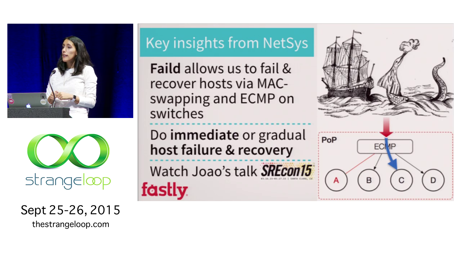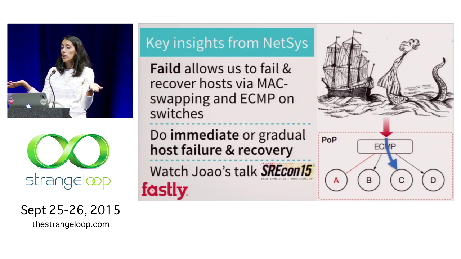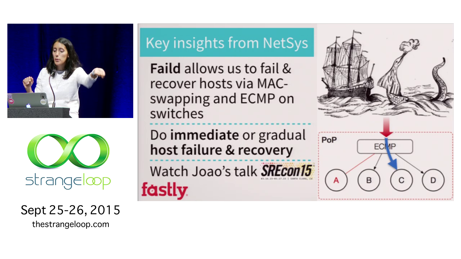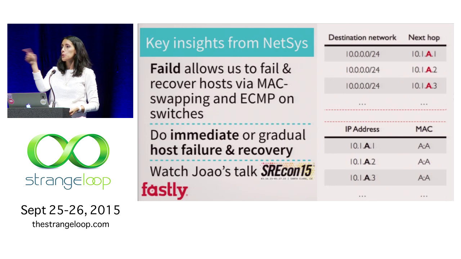So we ended up making the system called FailD, which allows us to fail and recover hosts via MAC swap and ECMP on switches. This is apparently the replacement for a system called KeepAliveD, which I have no context on, but apparently if you have context on that, then you know what this system is doing. It runs on switches as opposed to the hosts. Basically, we make fake IP addresses and map them to MAC addresses, and whenever a node fails, the IP address is still there, but we switch the MAC address. So this is kind of cool.